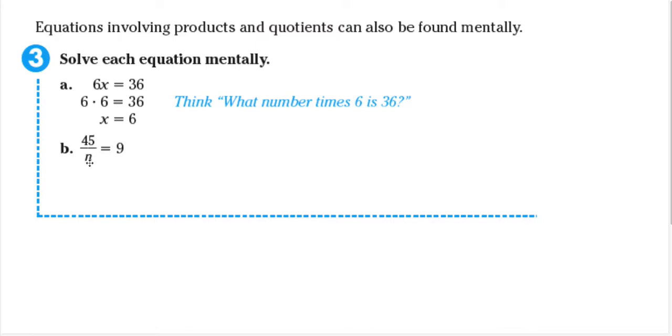And letter B, what will be the value of n? What will be my divisor, so that if I take my dividend 45 and divide it by n, I end up with a quotient of 9? Obviously that would be 5, so the solution is 5. Or think of it this way: what number times 9 will give me 45? Or what number times 6 will give me 36 for letter A?